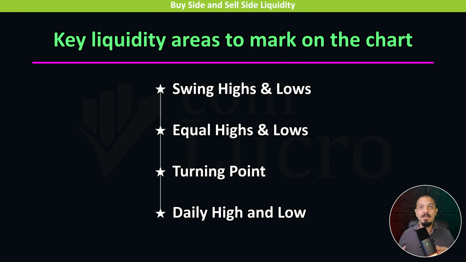With that in mind, not all liquidity levels carry the same importance. Certain conditions make some levels more reliable than others. Liquidity formed around major swing highs and lows, higher time frame levels, or areas where multiple equal highs or equal lows are present tends to be significantly stronger.